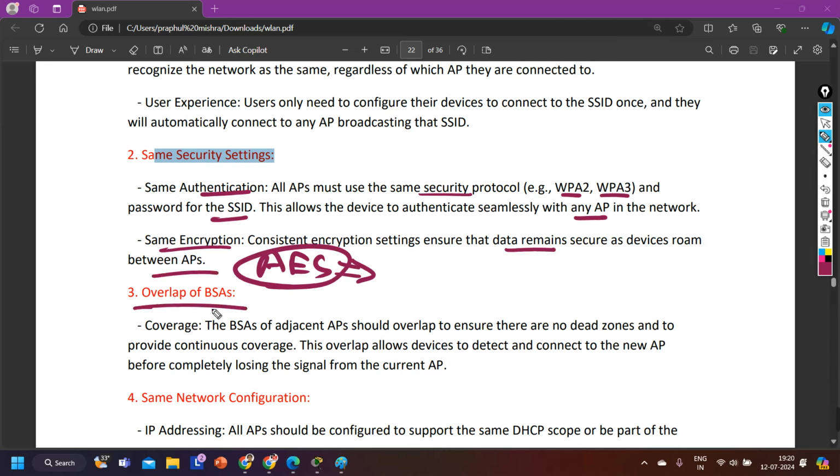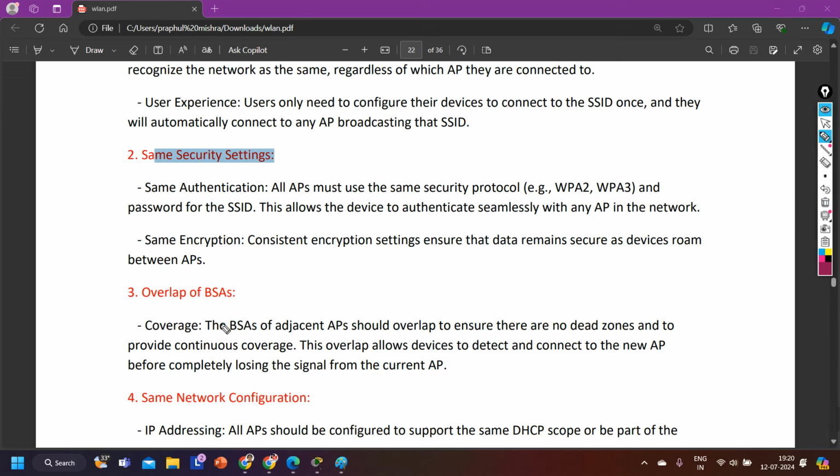Then, as I told you, overlapping should be there, right? So two BSAs should overlap with each other, with a small overlapping coverage area. The BSAs of adjacent APs should overlap to ensure there is no dead zone. Dead zone means the area where the wireless network is not available. So that's why two BSAs should overlap with each other, so that there is no dead zone and to provide continuous coverage.